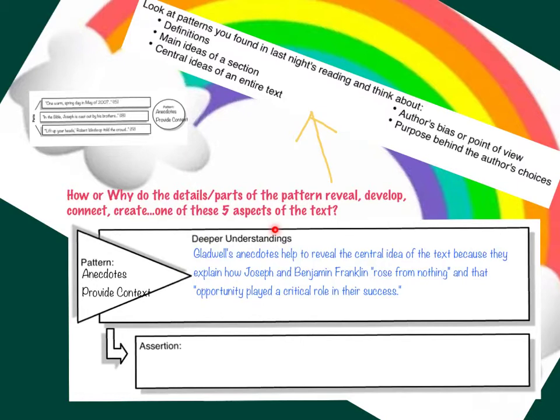You will want to come up with a second, deeper understanding. You should have at least 2, at the most 3 in that box. And then from there, you'll identify your most important points and details to include in your assertion.